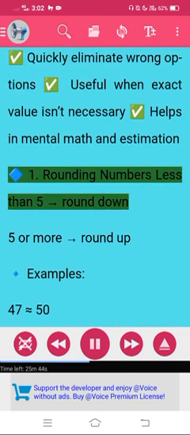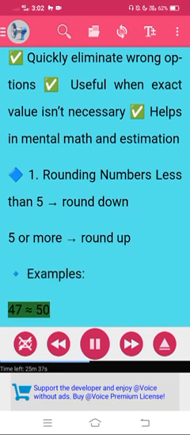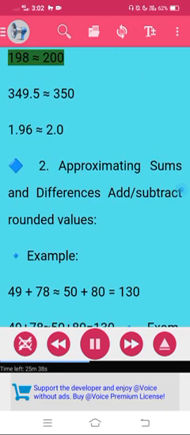Large diamond 1. Rounding numbers. Less than 5, round down. 5 or more, round up. Small diamond examples. 47 approximately equals 50. 198 approximately equals 200. 349.5 approximately equals 350. 1.96 approximately equals 2.0.